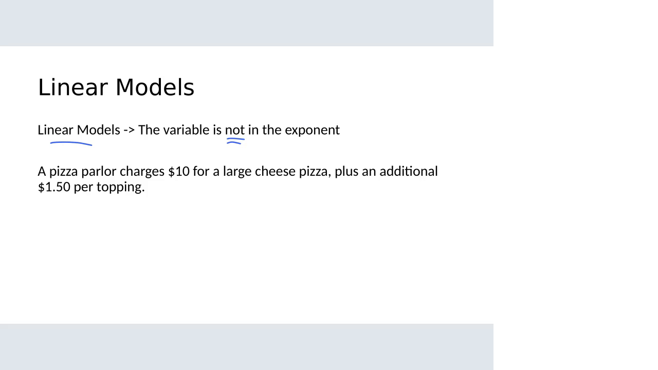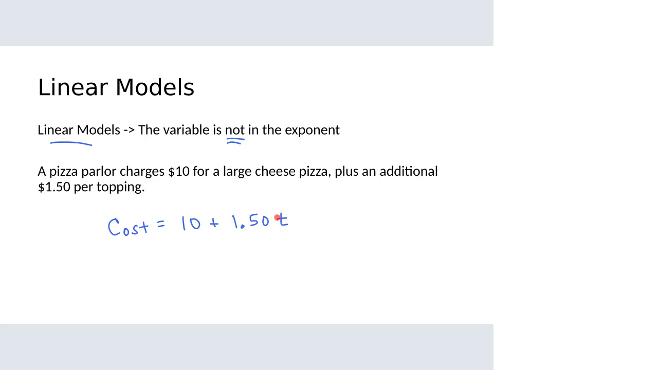A pizza parlor charges $10 for a large cheese pizza plus an additional $1.50 per topping. If we wanted to write a model for the cost of a pizza at this particular establishment, we could say that the cost of the pizza is going to be $10 right away, and then on top of that, we have to add $1.50 for every topping. So $1.50 multiplied by the number of toppings. We just made a linear model.